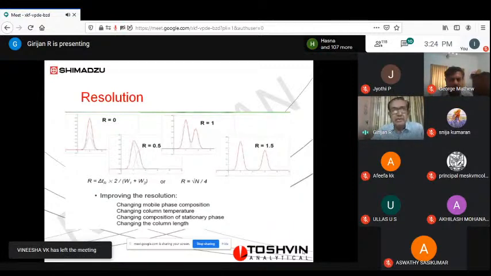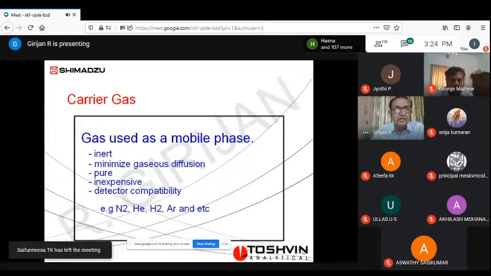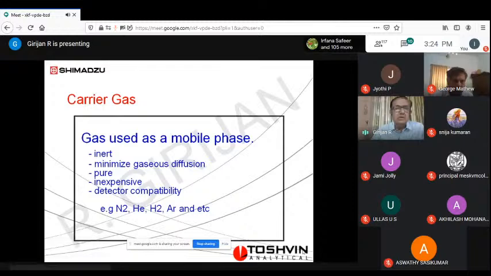And finally, we are coming to the mobile phase, the carrier gas in the case of GC. In GC, we don't have much choice as far as mobile phase is concerned. Mainly 3 different gases are available to us: ultra pure nitrogen, ultra pure hydrogen, and ultra pure helium. Actually speaking, hydrogen is supposed to be the best carrier gas for gas chromatographic separation.